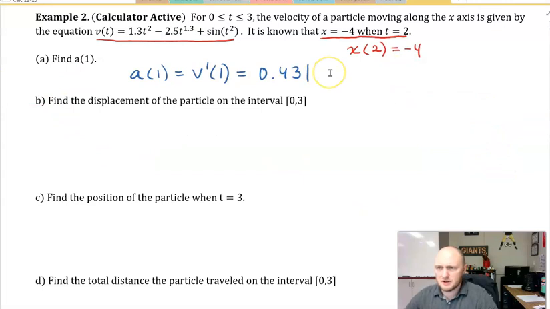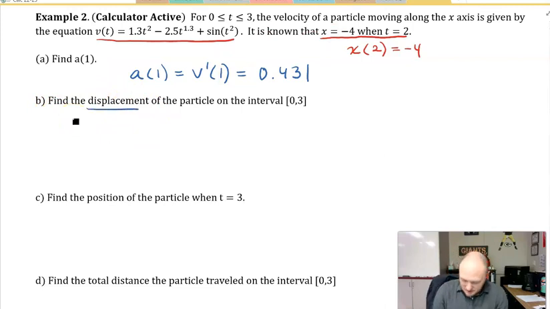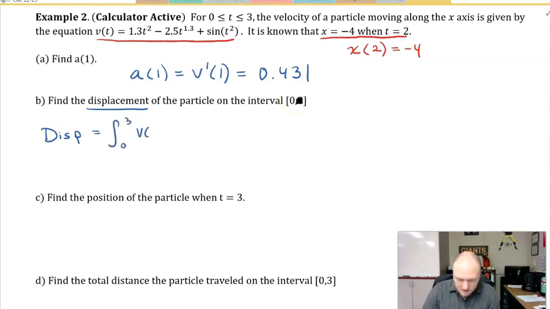Okay, not too bad. Acceleration. That should be old news. All right, B, here we go. Here's the new stuff. Find the displacement of the particle on the interval 0 to 3. Okay, so what I'm going to do is I'm going to integrate. The displacement is equal to the integral from 0 to 3 of v of t dt.